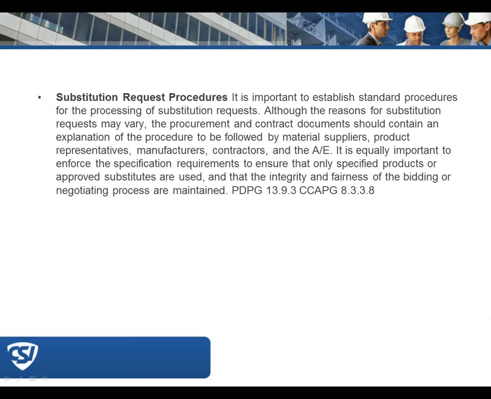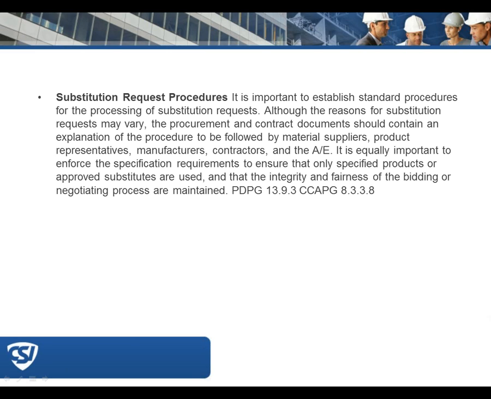Have the material suppliers, the product representatives, manufacturers, the contractors, and perhaps your other consultants involved with the project go through those documents appropriately, because it's really important to enforce the requirements so that you're sure that specific products or approved substitutes, when they are used, are integrated into the project fairly, that you followed proper bidding requirements or negotiating requirements within the laws where you're practicing. And Doug, is there anything else you want to add there?